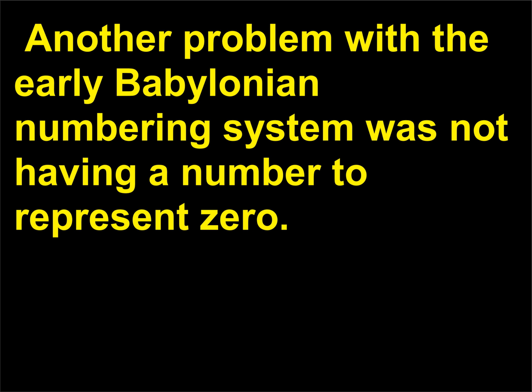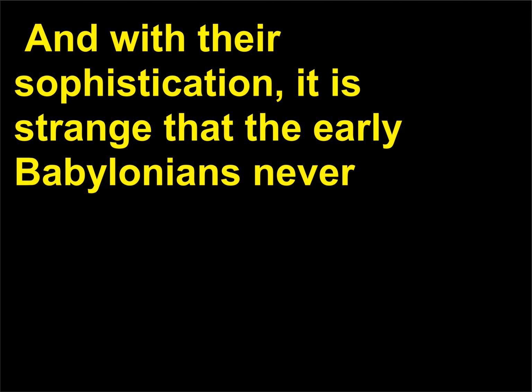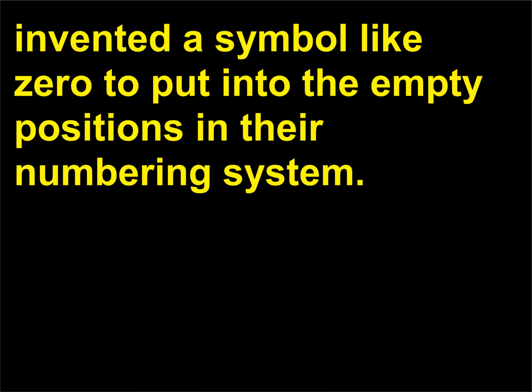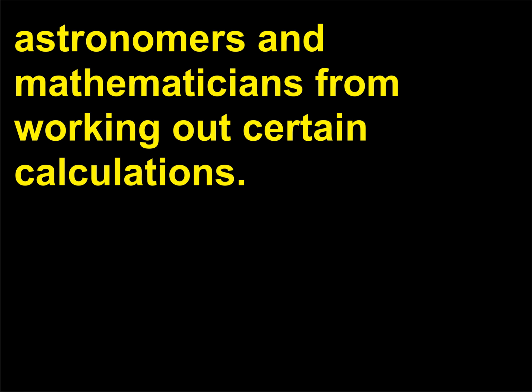Another problem with the early Babylonian numbering system was not having a number to represent 0. The concept of 0 in a numbering system did not exist at that time. And with their sophistication, it is strange that the early Babylonians never invented a symbol like 0 to put into the empty positions in their numbering system. The lack of this important placeholder no doubt hampered early Babylonian astronomers and mathematicians from working out certain calculations.